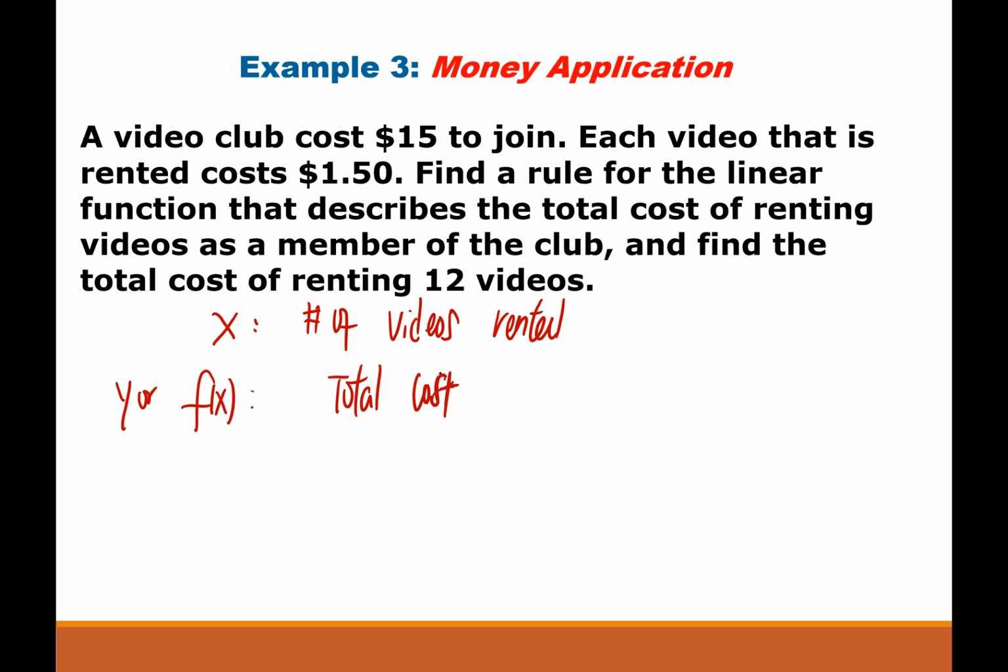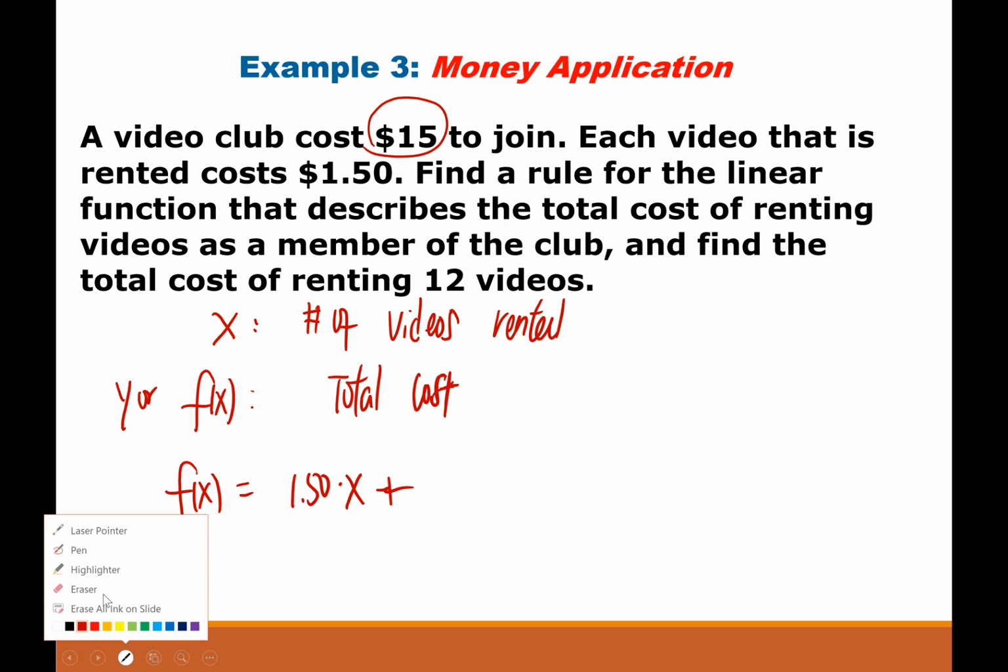And then first of all, the total cost comes from two parts. There's a fixed cost of $15 to join, and there's a variable cost of $1.50 per rented video. So it should be 1.50 times x, adding the fixed cost $15, and that will give us the function notation for this scenario.